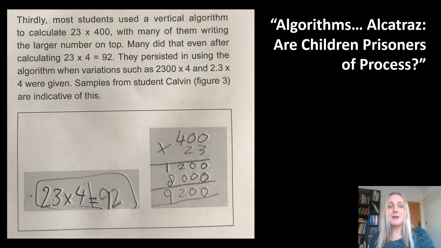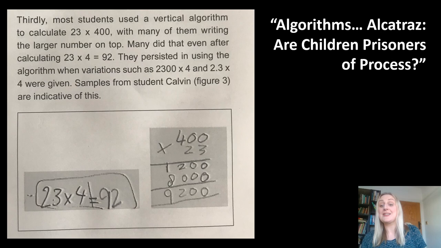So if, for example, and this is just a small extract from an excellent article, it says that children who were asked to calculate 23 times 400 decided to write the larger number at the top because they think that's what they're meant to do. So they write 400 times 23.